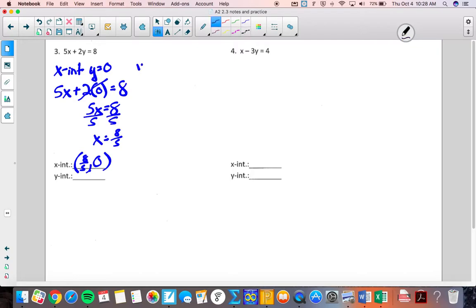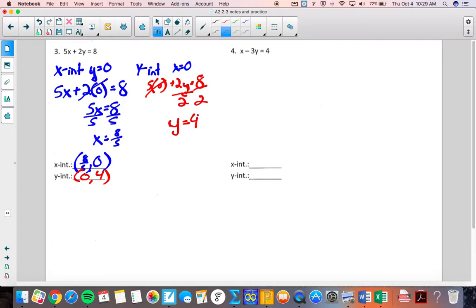Now for the y-intercept, I plug in 0 for x. So now 5 times 0 plus 2y equals 8. Again, 5 times 0 is nothing. So really I have 2y equals 8. So I'm just going to divide by 2. And my y-intercept is 4. When x is 0, y is 4. So when it's in standard form, it's not as easy to see what the y-intercept is. That's a disadvantage compared to slope-intercept form. It just has the y-intercept stated for you. But it's really quick, easy math.